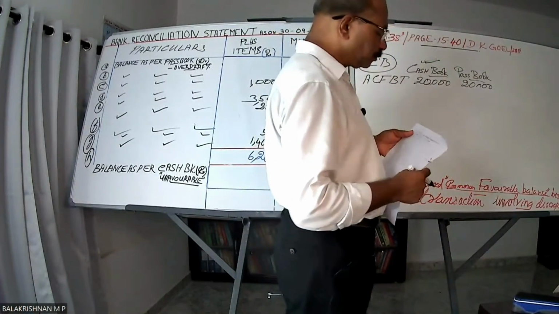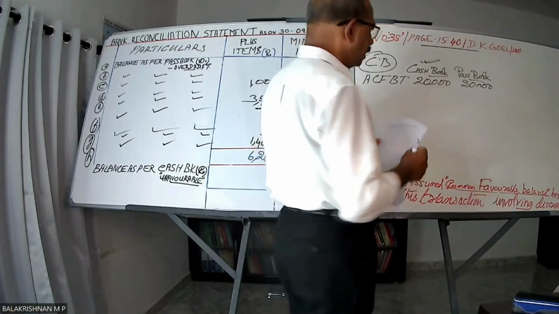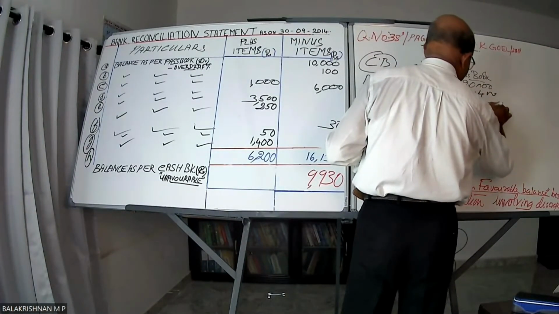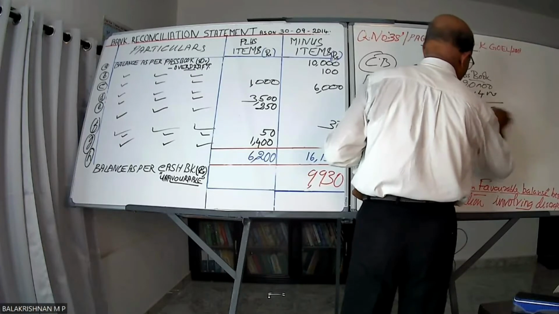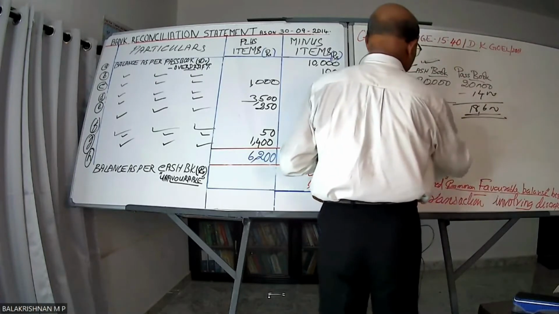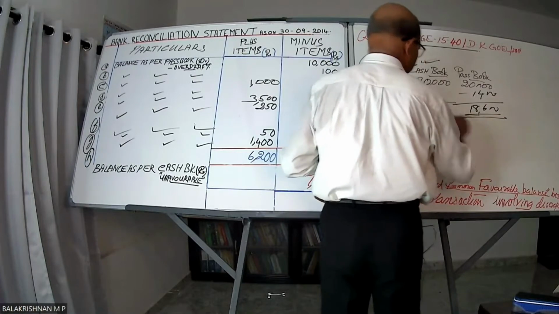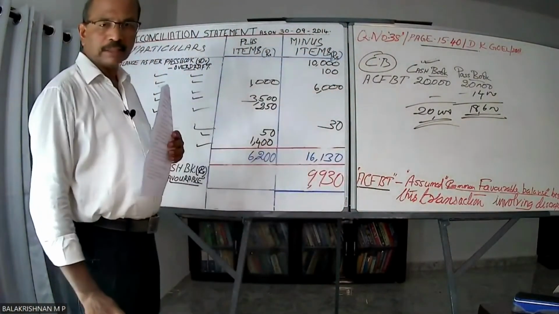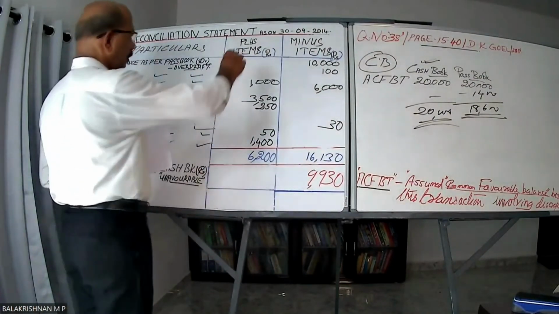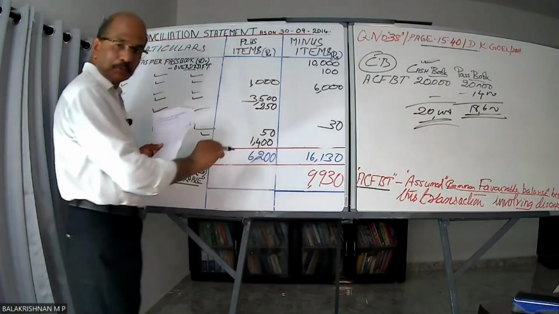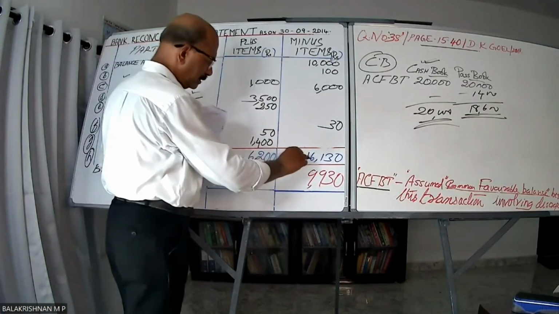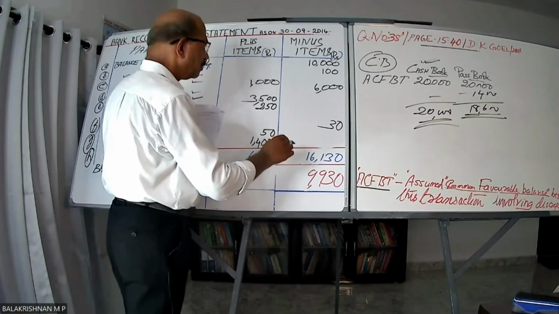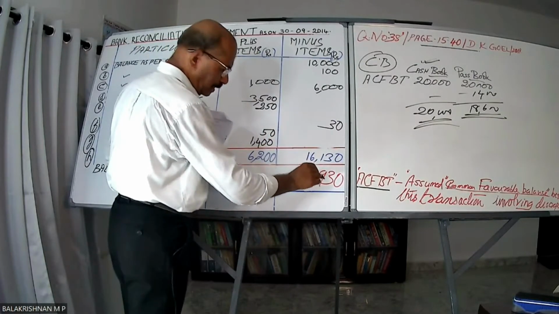So carefully read the question. Interest of rupees 1,400 was charged by the bank. So the bank reduced 1,400. As a result, mine is still 20,000 only. So increasing effect to the extent of 1,400. That's all. Now, as usual, total up. If I total this side, I get 6,200. If I total this side, I get 16,130. The difference, the minus side total is more, to the extent of 9,930.